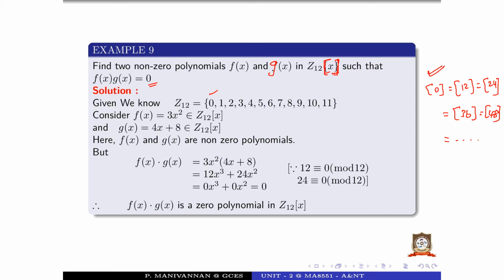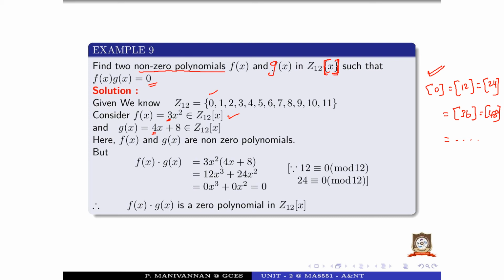Now consider we put only two non-zero polynomials with any degree, so no problem. Let us assume f of x equal to 3x squared. The coefficient is 3, so it belongs to Z12 of x. Another polynomial g of x is equal to, we choose this constant with 3, multiplying with 3 we get either 12 or 24 or 36 or 48 and so on.